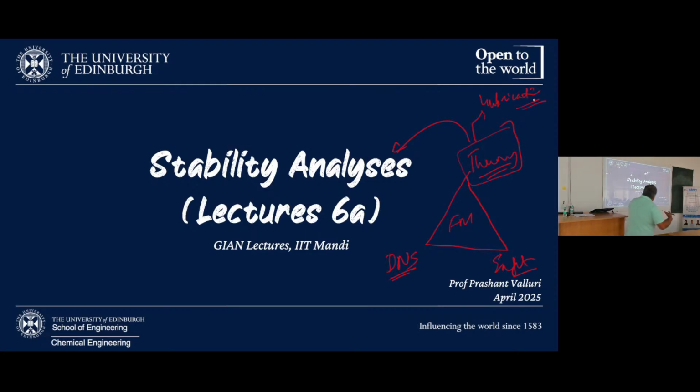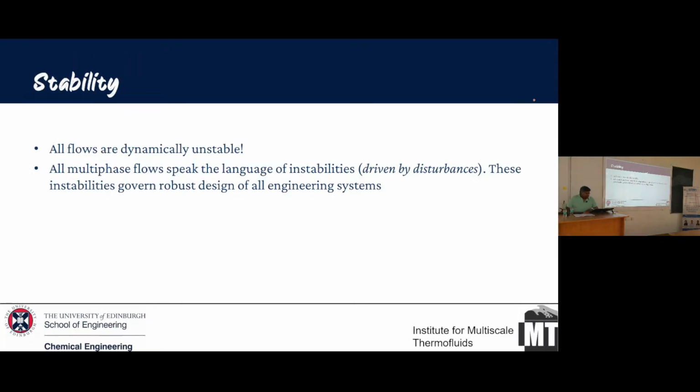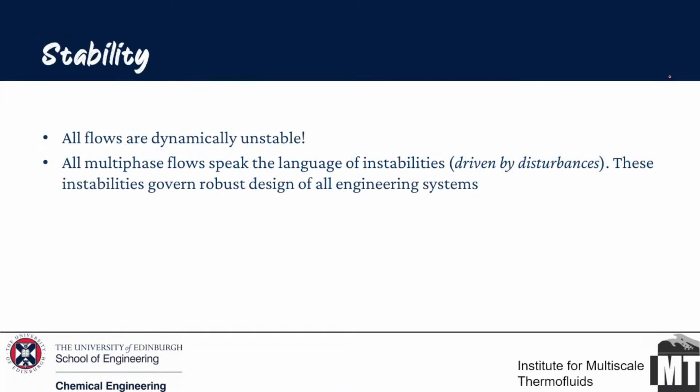But I'm going to show you how they can give you a lot of insight. Okay? So very quickly, what is stability? The universe is unstable. The universe is always going towards the state of maximum entropy. Flows as well are highly dynamic. So there's no such thing as steady flow.